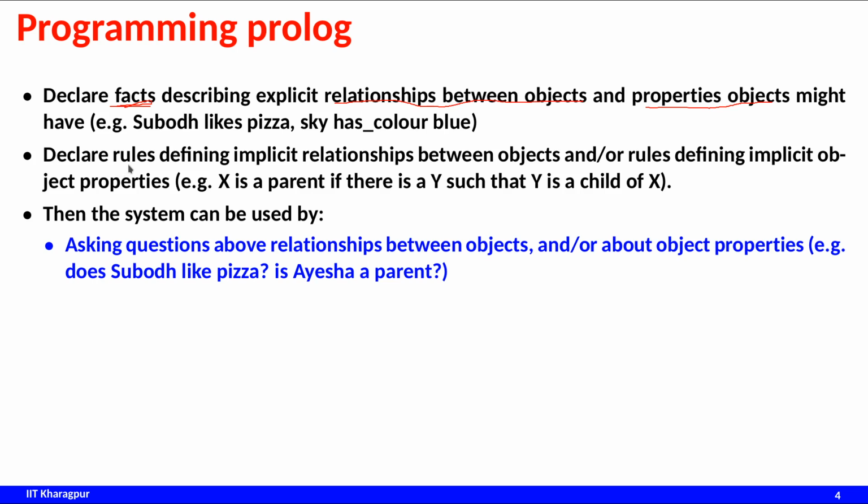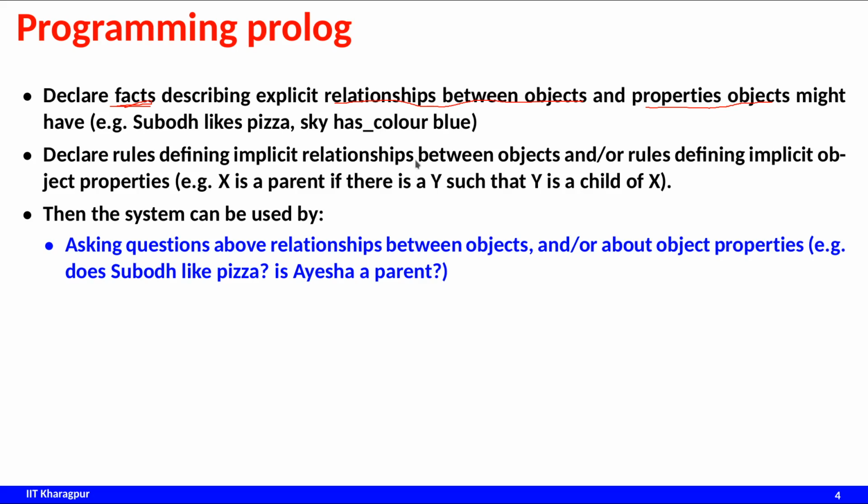The other thing is a rule, where we implicitly specify the relationship between objects, or the object properties. Like x is a parent if there is a y such that y is a child of x. So here we are specifying a relationship using a set of rules. We are not explicitly specifying the object for which we are seeing this relationship.